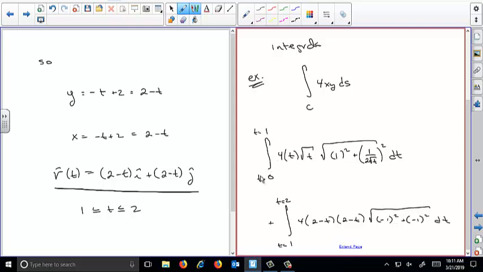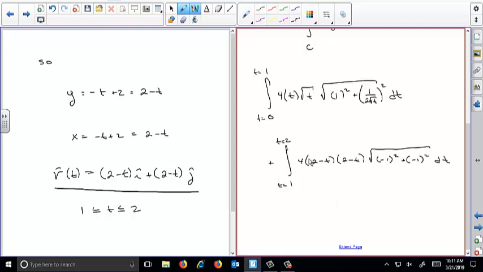So the first integral would be from t equals 0 to t equals 1, 4 times x, which was t, times y, which is the square root of t. Then you take the square root of the derivative of this with respect to time, which is 1 squared, plus the derivative of this with respect to time, which is 1 over 2 square root of t, quantity squared. And then you multiply by dt.